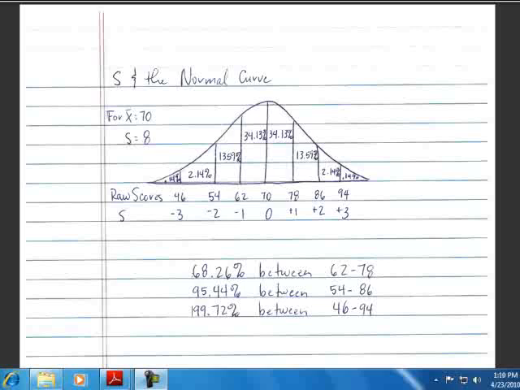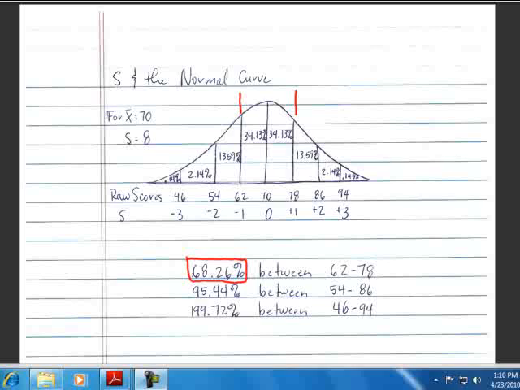And that 68, I'm going to be very specific here, 68.26% will be between the mean and 1 standard deviation. So within the mean and 1 standard deviation below is 34.13, same number at the upper end, and so collectively this is 68.26% of the curve.